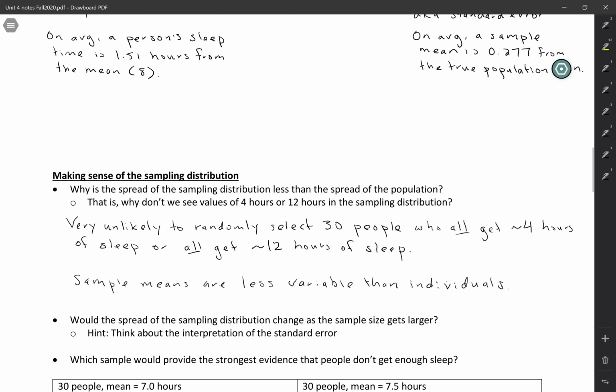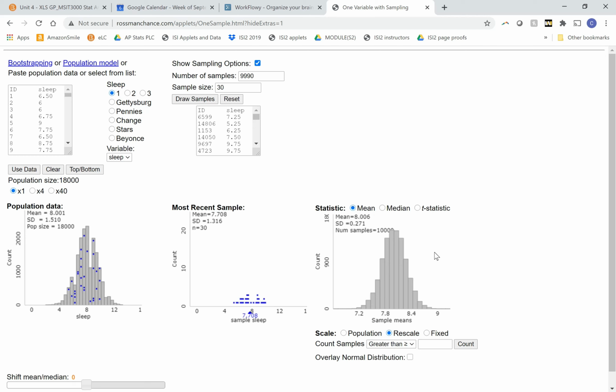So then how does the spread of the sampling distribution change as the sample size gets larger? This is really just an extension of the earlier question. So if you think about this tendency for things to eventually balance themselves out, that's going to be even more true with a larger sample size. So let's compare. Here with a sample size of 30, we're seeing means all the way from like 7 up to 9 almost. What if we take samples of size 100?